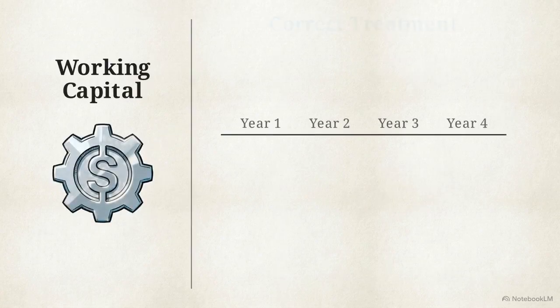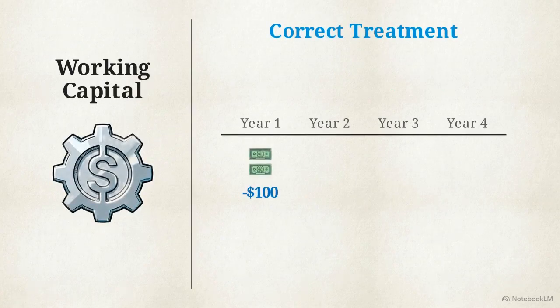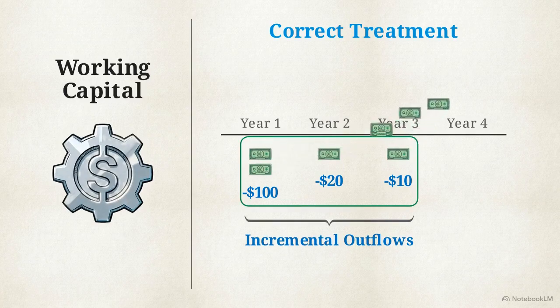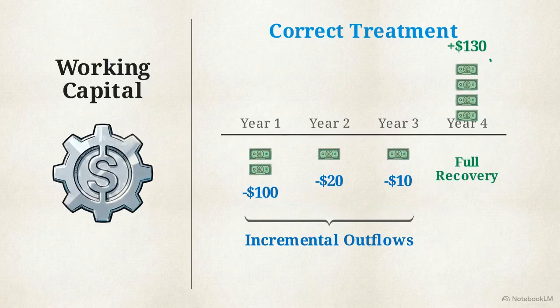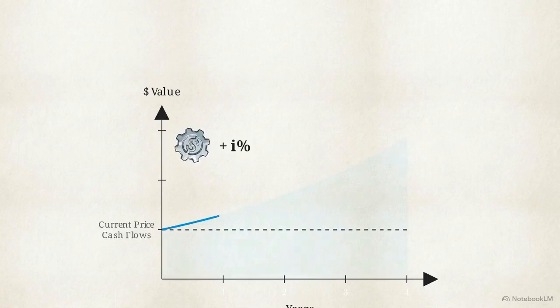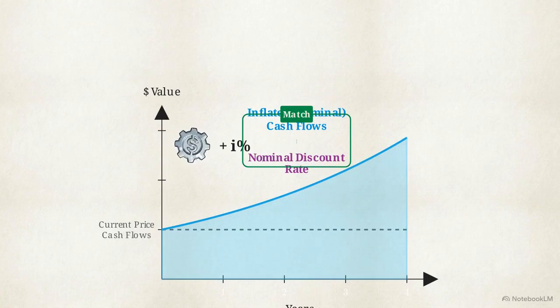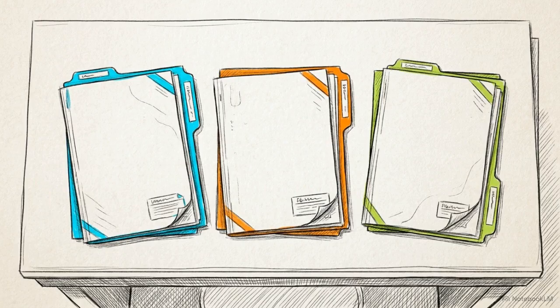Working capital follows specific rules. On the right, we see the correct treatment. We only deduct the incremental increase in working capital each year. In the final year, that entire accumulated balance is recovered as an inflow. If the question includes inflation, the standard approach is to inflate the cash flows and discount them using a nominal rate. Other tools provide different perspectives.